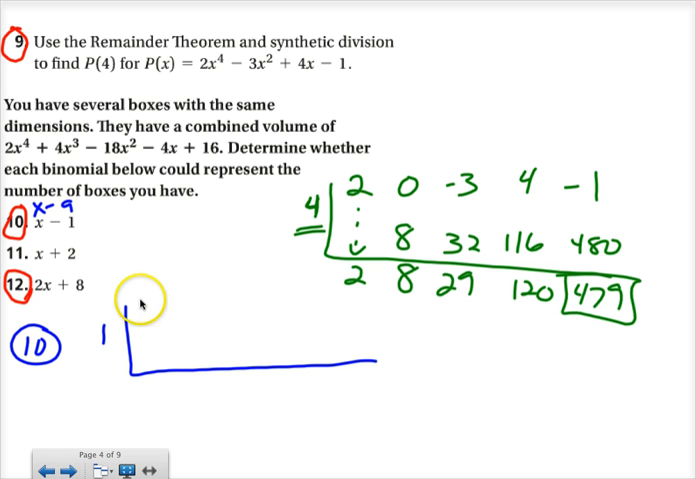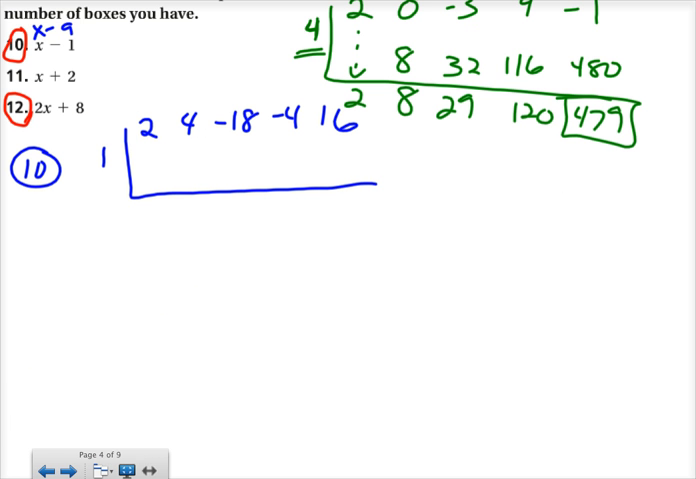So I have a 2x to the 4th, 4x to the 3rd, minus 18x squared, negative 4x, and then a 16. So no holes in this one, everything is there. We bring down the 2, we multiply outside the box, add inside the box. Multiply outside the box, add inside the box. Multiply outside the box, add inside the box. Multiply outside the box, add inside the box. And our answer for number 10 would be yes.